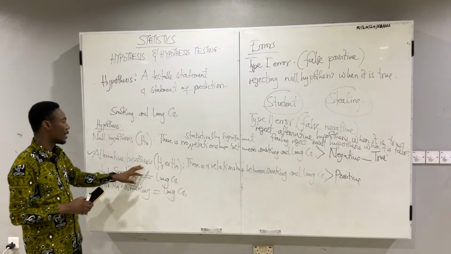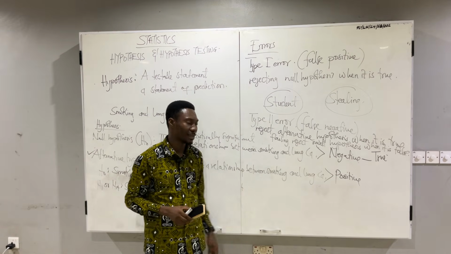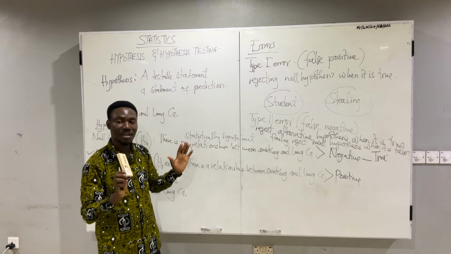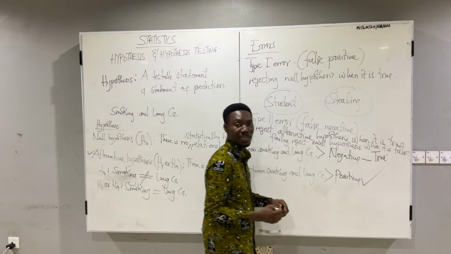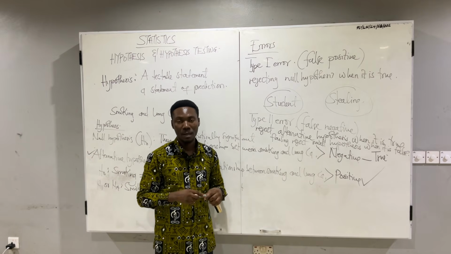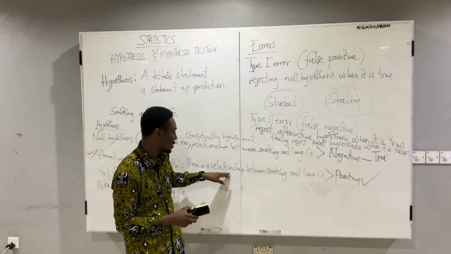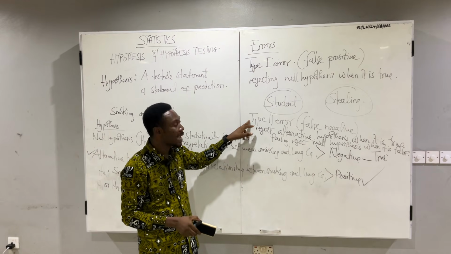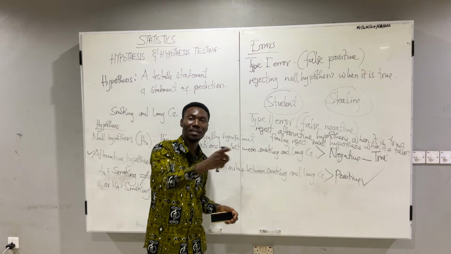When we give you two variables, let's come to these. Null hypothesis: there is no statistically significant relation between smoking and lung cancer. Alternative hypothesis: there is a relationship between smoking and lung cancer. Let's assume the alternative is true, but you went ahead to reject the alternative, meanwhile it is true. In such a situation, you've committed type 2 error. Type 2 error is when you reject the alternative hypothesis when it is true.